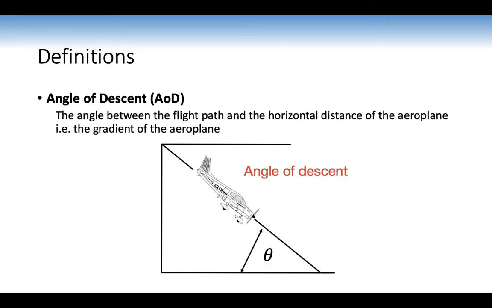Angle of descent: the angle between the flight path and the horizontal distance of the airplane, i.e. the gradient of the airplane. So it pretty much tells us how steep or shallow the descent is. A lot of students get confused about the difference between angle of descent and rate of descent. Rate is to do with how far the airplane travels vertically per minute of time, and then angle of descent is how far the airplane travels vertically per horizontal distance it travels as well.